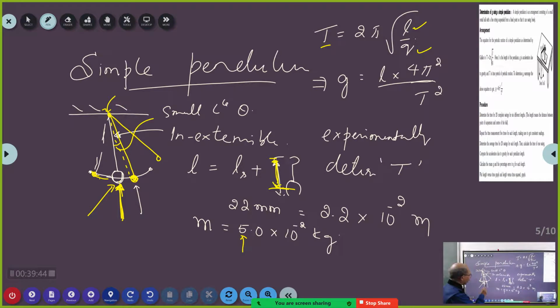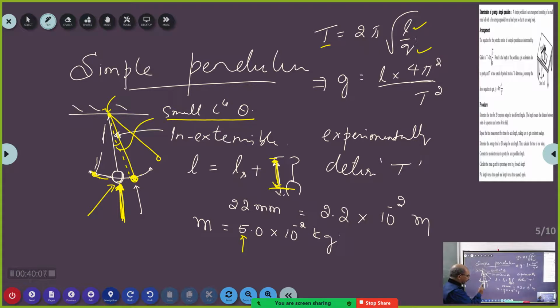See, here there is every possibility that it will not stop here. And for you to set your eyes, where will you set your eyes? Here, or here, or here? Difficult. But to set the eye here is easier. So small angle theta, and you will start the stopwatch the first time it crosses the mean position.